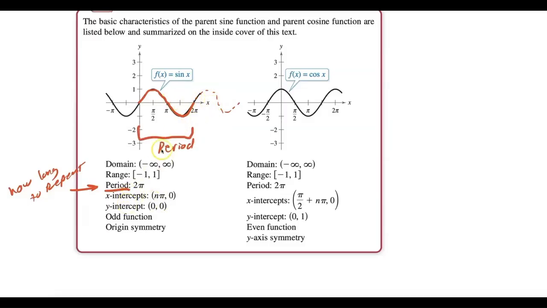That's why it's n pi. Y function, the y-intercept's at 0. It is an odd function. You can see here, it repeats itself like that. And then origin symmetry. Over here, same idea. It's an even function. This one could be cut in half. This one you can't cut in half, but this one you can.